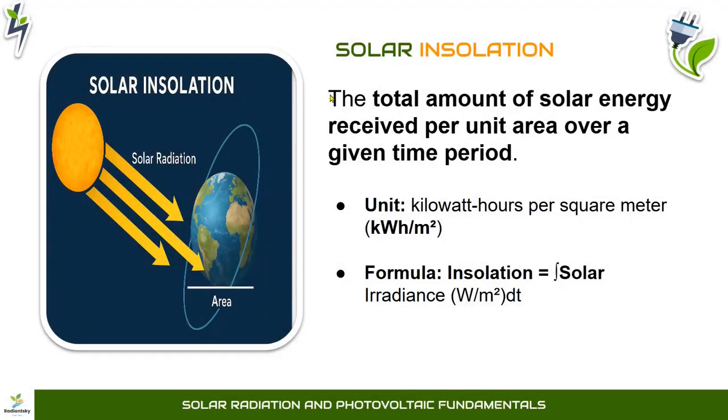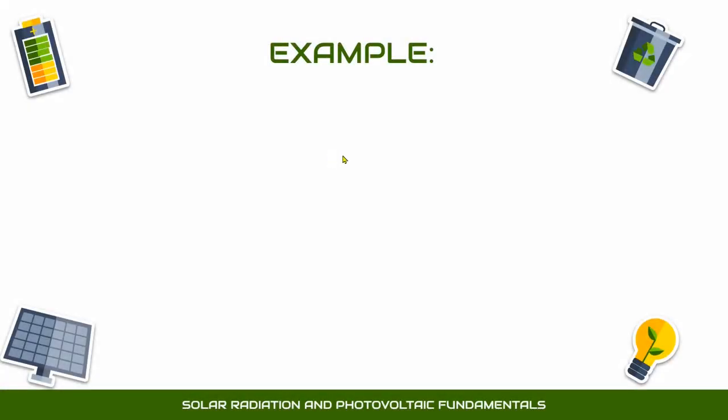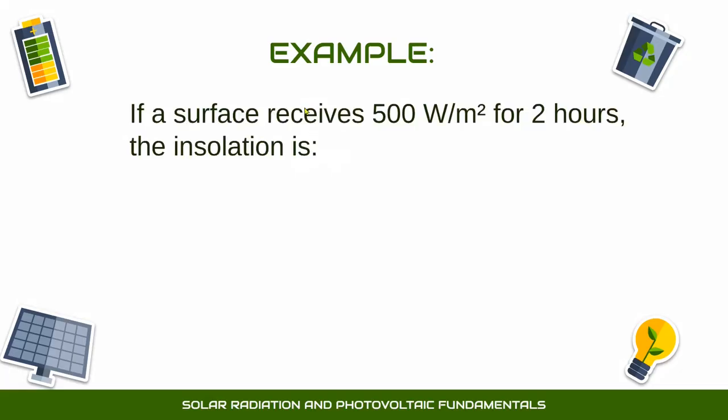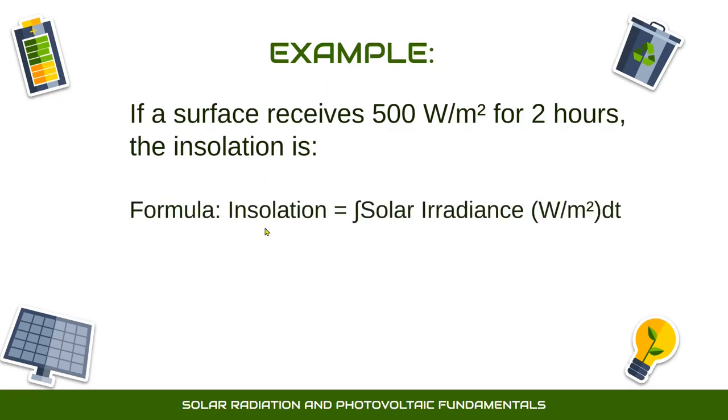So let's look at some examples so that you can get a clear understanding of what I mean by solar insolation. For example, a surface receives 500 watts per square meter for 2 hours, and we want to calculate the insolation. What is the total energy of solar that has been received from this process? To do that, the formula is: insolation equals solar irradiance times what? The duration, the time period.